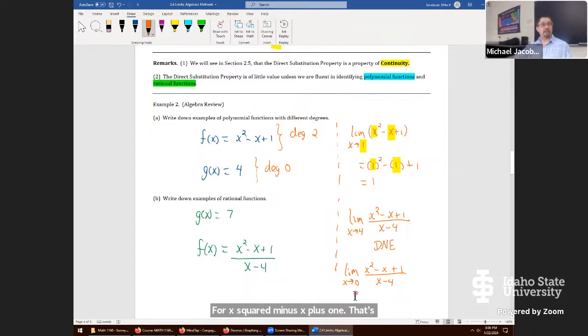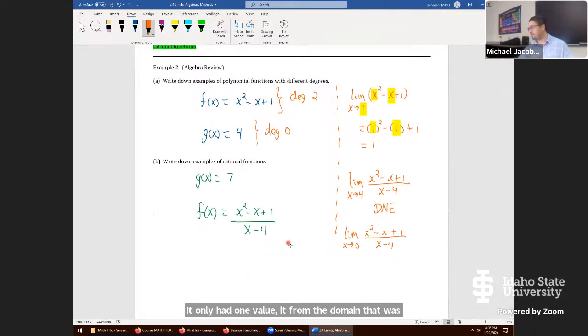This time 0 is in the domain of this rational function. It only had one value excluded from the domain, and that was positive 4. So the direct substitution property does work on this one. And the work would look like this. As x tends towards 0, because the function is rational, we'll get 0 squared minus 0 plus 1. Down below, directly substitute even more, 0 minus 4. And so the whole thing will turn into a negative 1/4 altogether.